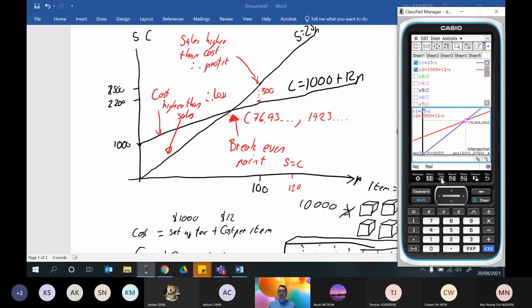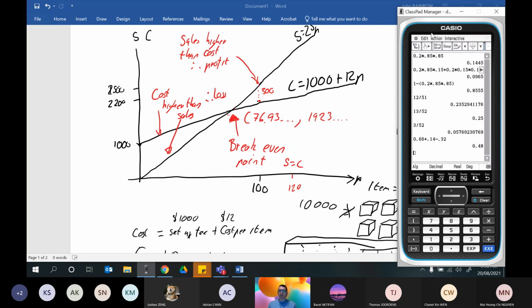If we go into our main and I buy 77 pieces, it's going to cost me $1,000 for the setup, and $12 times 77. So my cost is $1,924. If I sell 77 pieces for $25 each, that's $1,925. So I've made $1. Yay! So your break-even on this is 77. Obviously, if you're ordering 10,000, you're going to do really well.